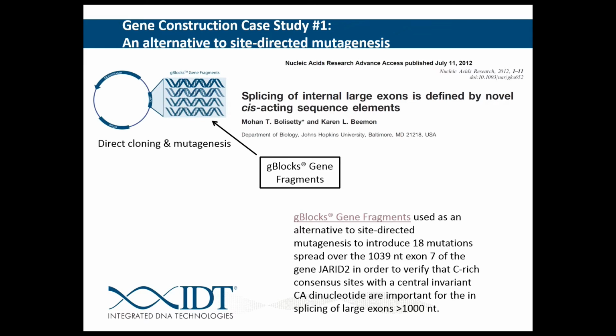And rather than doing 18 different mutations using something like site-directed mutagenesis, they were able to just make this 1 kilobase exon using gBlocks gene fragments. They made this basically in an afternoon after receiving these. Were able to clone this in and proceed with their experiment. So it was a very nice way to use the gBlocks.